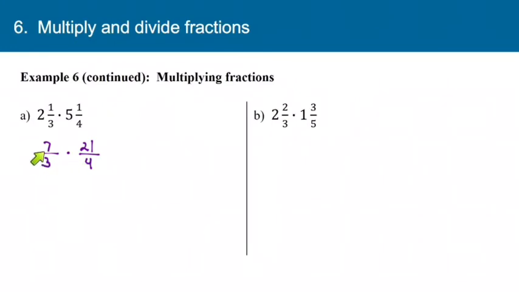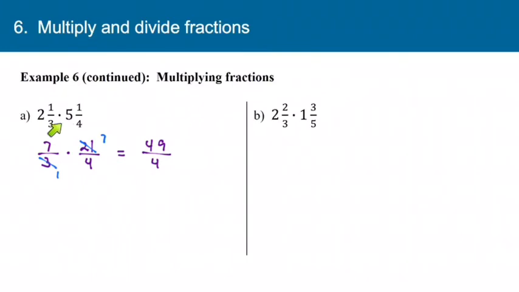So let's go ahead and say we're going to divide both of these numbers by 3. 21 divided by 3 gives us 7, and 3 divided by 3 gives us 1. And now multiplying top times top, 7 times 7 is 49, and in the denominator 1 times 4 is 4.